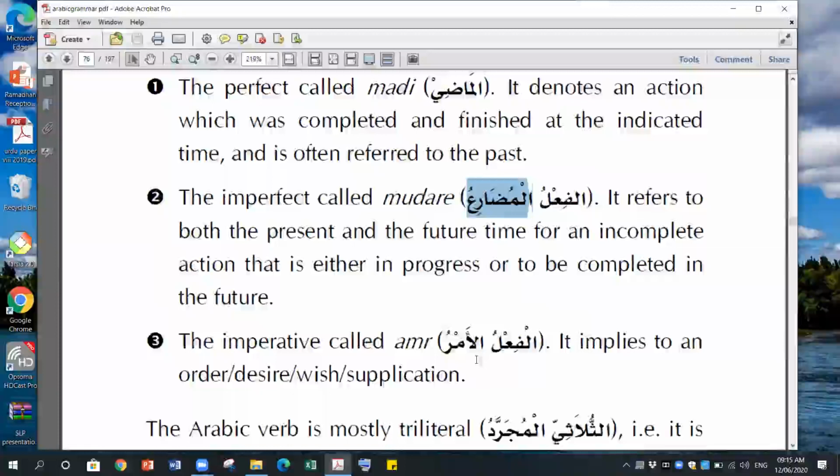And from mudari, we will make fi'lul amr also, and there is another fi'l also, fi'lul nahi. Nahi means when I say, Nashmi, don't open your book. We don't say it is negative, because if I tell you, Nashmi does not open her book, then it is negative. I'm telling that she does not do something, hai na?